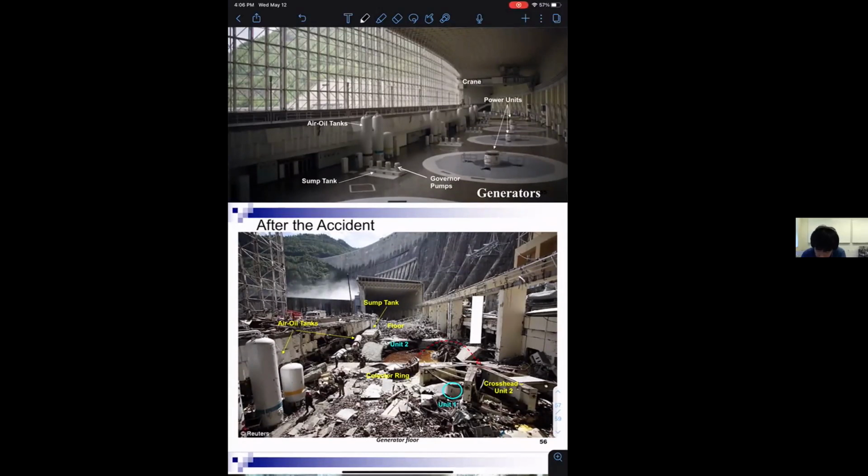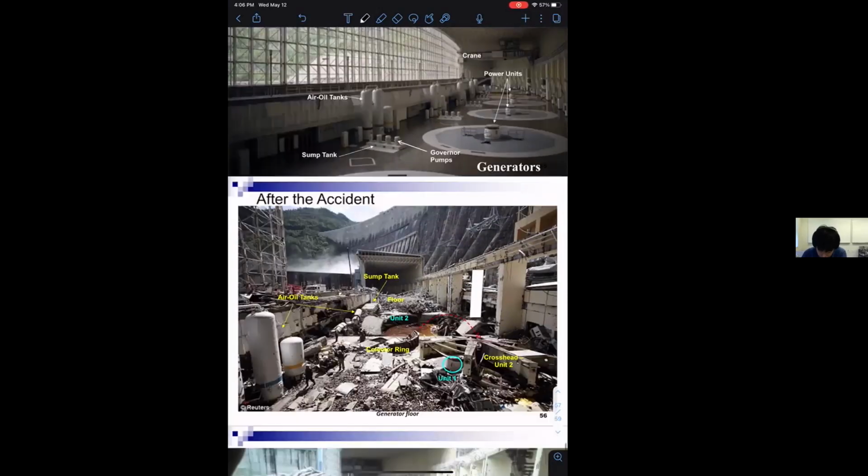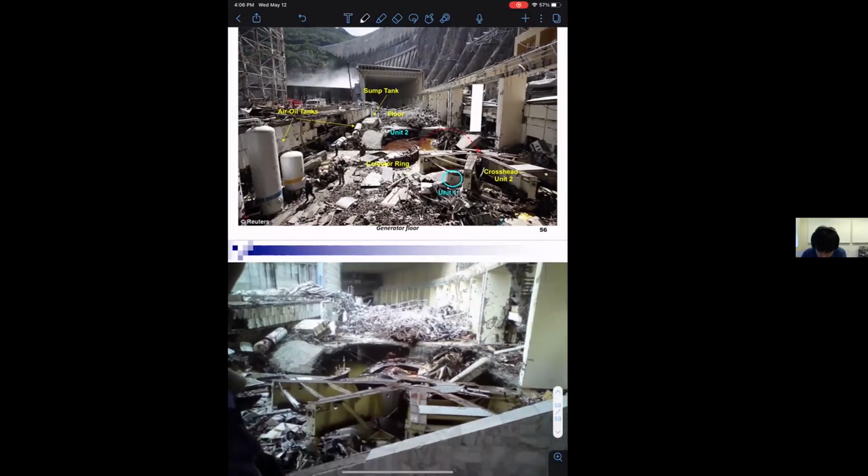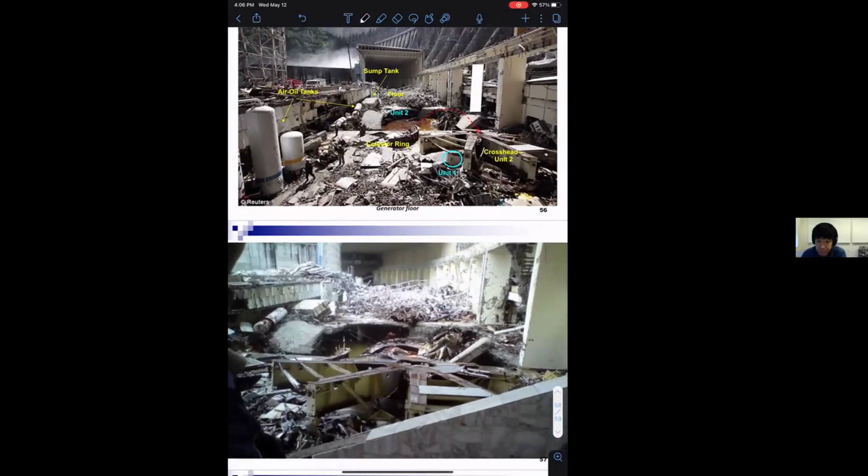You can pick out what was unit 1, what happened to all these things. But this is what happens after you have an accident. When you have an accident in these large power stations, it really wipes most of the things out. It's a really catastrophic accident. And as you go inside the room, it looks something like this. Okay, not much survives after these accidents.